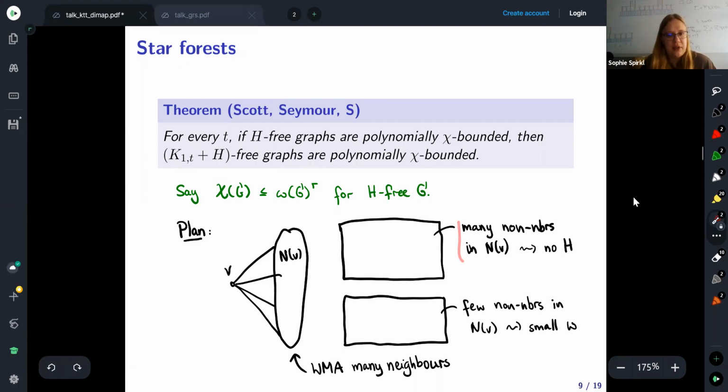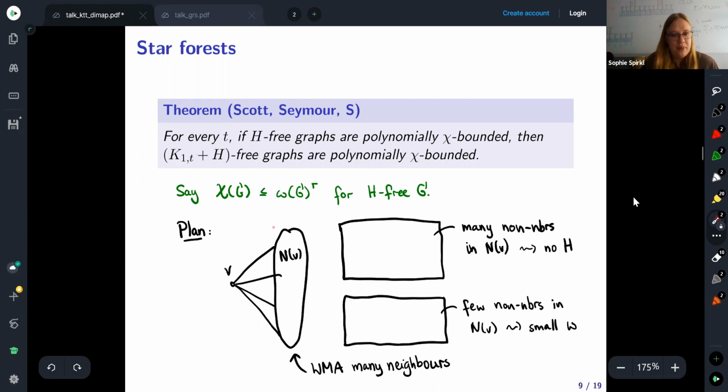If you have many non-neighbors, then maybe you're close to not containing H, because this part is close to containing a star disjoint from you. And on the other hand, there are people with few non-neighbors. And the way to deal with them is, well, if you have many, many edges to here, then not both sets can contain a big clique. And so if one of them has small clique number, we can apply induction and get somewhere. So how do we actually do this?